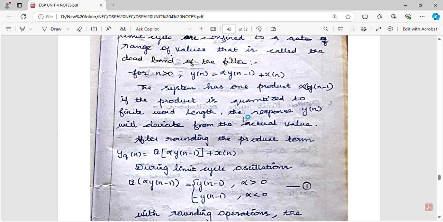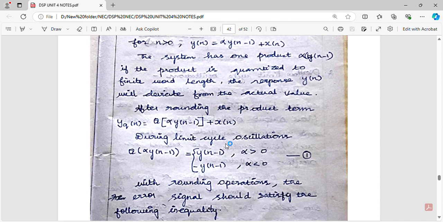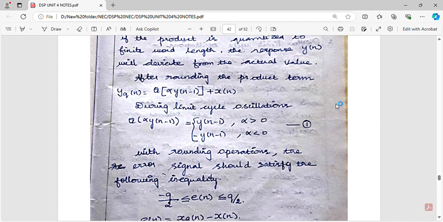After quantization, we have two methods of quantization, one is rounding and another one is truncation, and here we are going to use the rounding method. After quantization, the output expression y of n is termed as yq of n, which is equal to q of alpha into y of n minus 1 plus x of n, since the product term is quantized.